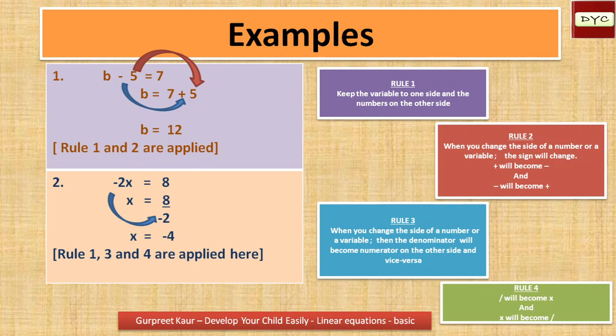Now 2 multiply by x. 2x means 2 is multiplying by x. So when 2 has gone to the denominator side, it is divided. So 8 divided by minus 2. When I solve this, it has become x is equal to minus 4. So rule number 1, 3 and 4 are applied over here.